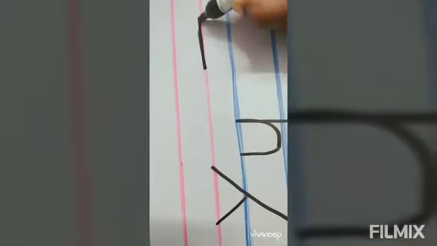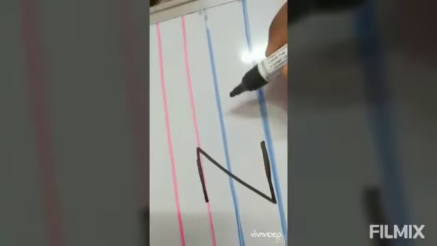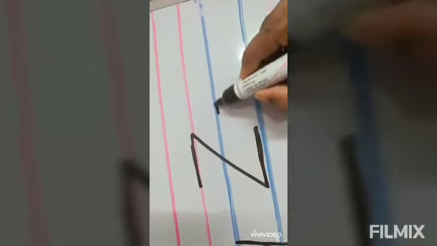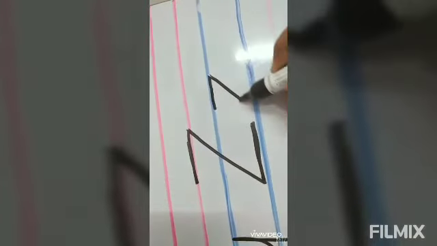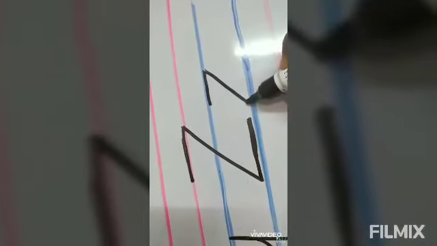And what is the last letter in the English alphabet? Yes, it's Z. So now you need to write a sleeping line, slanting line, sleeping line. Okay, sleeping line. Now for small z, you need to write again in the blue two lines. See, sleeping line, slanting line, sleeping line.